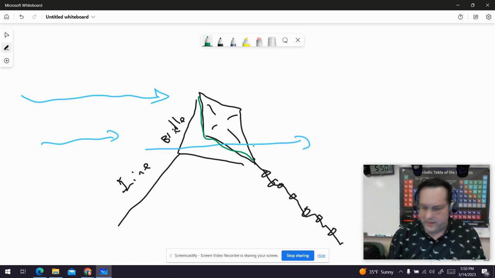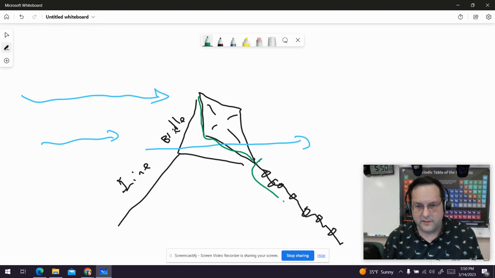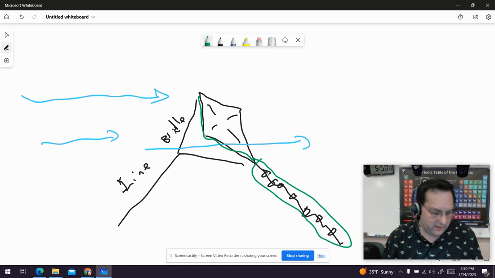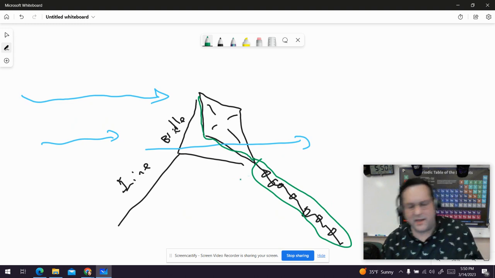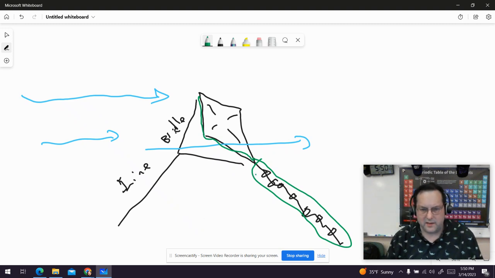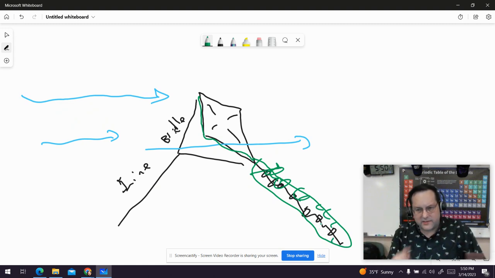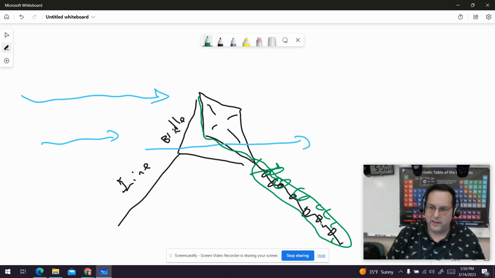The other area that creates drag is this right here, the tail of the kite. And what the tail of the kite does is, if you think about it, all of this drag right here is slowing down the air. So effectively, it's sort of speeding up the kite in that direction. So it's pulling the kite that way. If that makes sense.